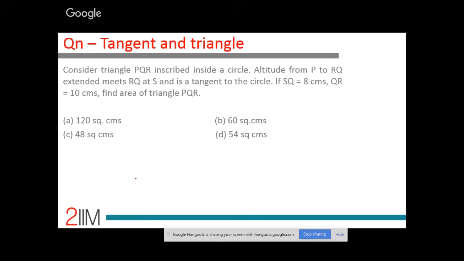So it's very tough to just draw this diagram well. But you need to understand altitude from P to RQ extended. What does that mean? What it says about the angle? Triangle inscribed inside a circle. Tangent to the circle. Each of those things means something.